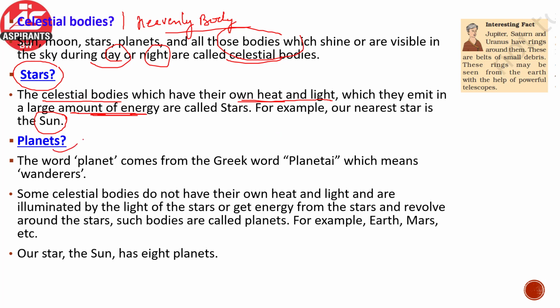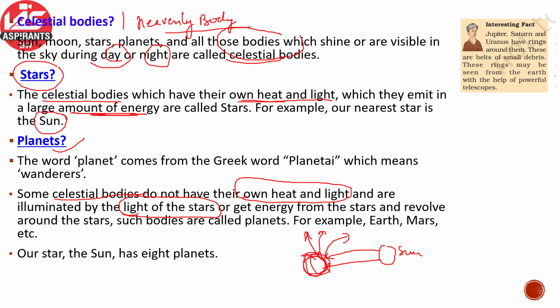Whereas if we talk about the planets, these are those celestial bodies which do not have their own heat and light, and therefore they get their light from the stars. So they are illuminated by the light of the stars. So let's say this is the sun and this is, say, earth or moon. Okay, so the sun will shine its light upon this planet or satellite, and it will reflect back certain light. So basically this illumination is because of the reflection of the sunlight.